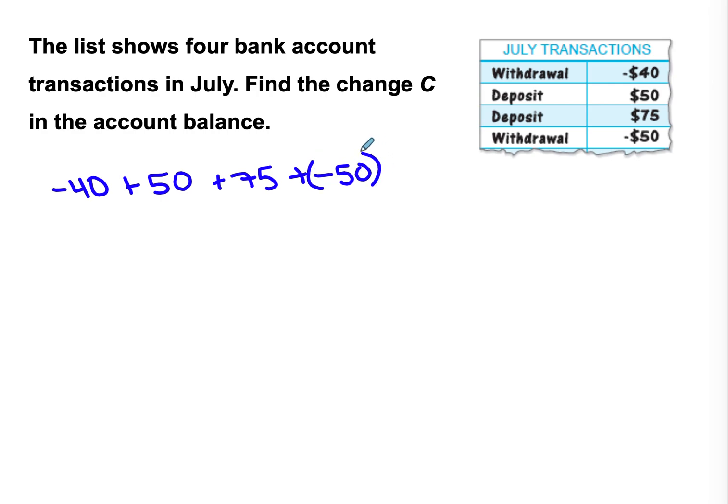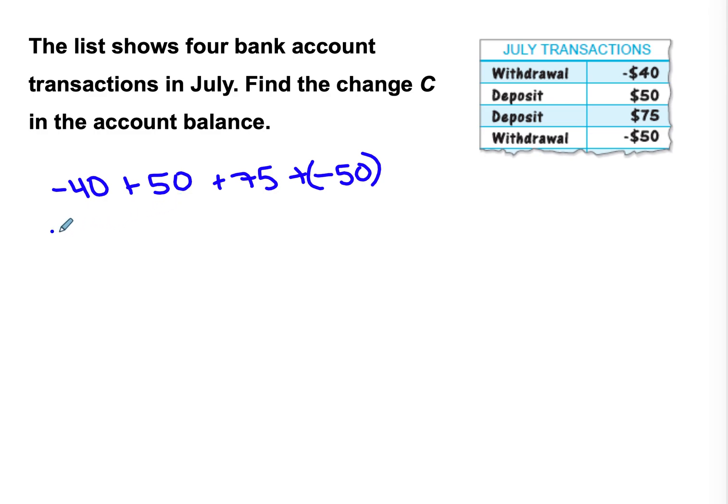Okay, now I can add these from left to right if I want to, or I can group things together. When I have multiple numbers like this, I always like to look for additive inverses, because if I find them, then they equal 0, and I have fewer numbers to add. So that's what I'm going to do in this problem.